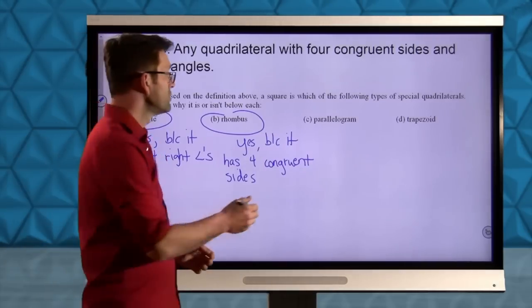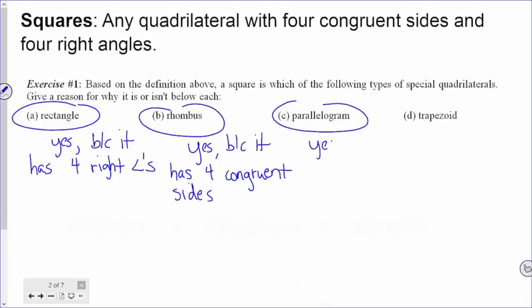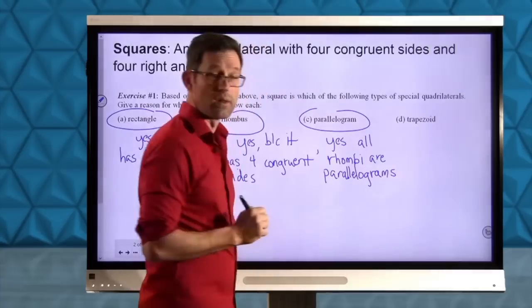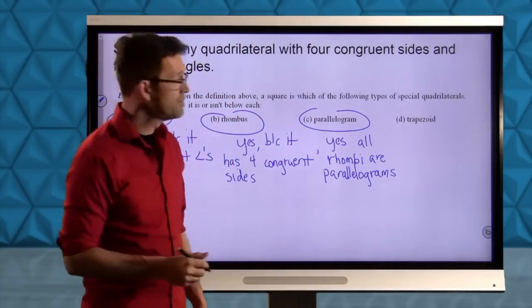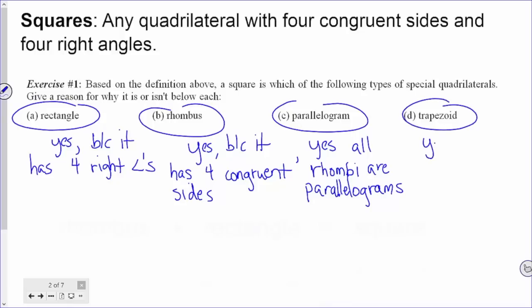Is it a parallelogram? Yes, and there are many explanations you can give for why it's a parallelogram, but one of the easiest is, let's go with the rhombuses. All rhombi are parallelograms. You could also say yes, because all rectangles are parallelograms. And finally, is it a trapezoid? And the answer is yes. Why? Well, that's because all parallelograms are trapezoids.